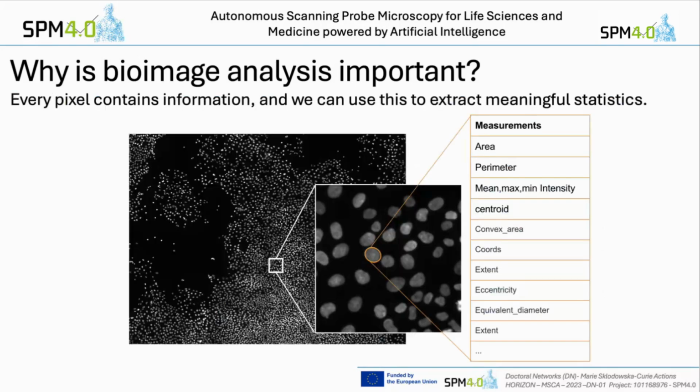And why is it important? As I said, because each pixel contains information, we can use that to extract statistics from our images. This is an image of some cells, and each of these cells has characteristics that we might want to measure and quantify. We can measure the area and the perimeter of these cells, and we can look at differences between different samples. For example, cancerous cells versus healthy cells: do these measurements change between the two samples, and can we quantify that to learn more about what we're actually looking at?